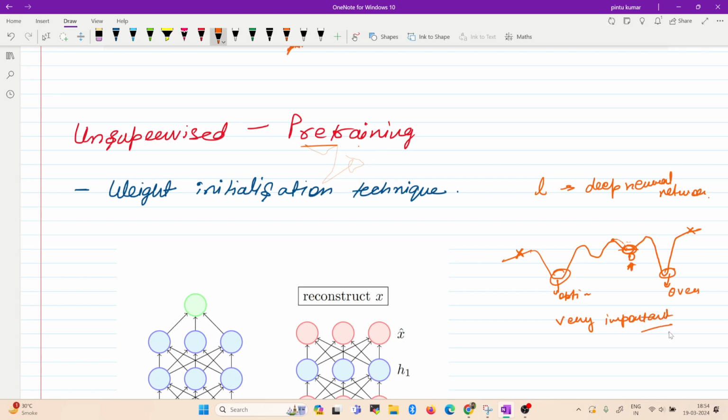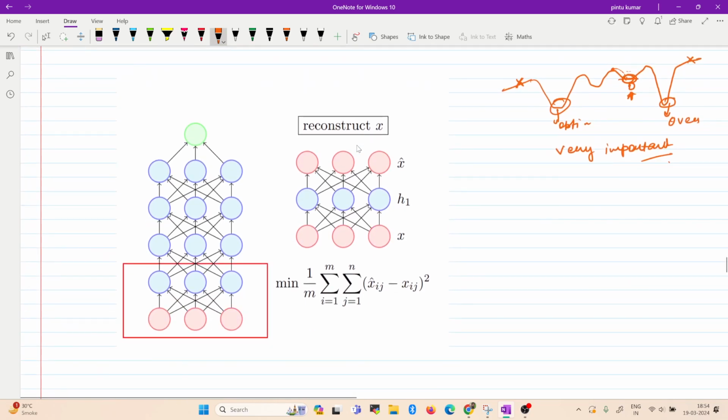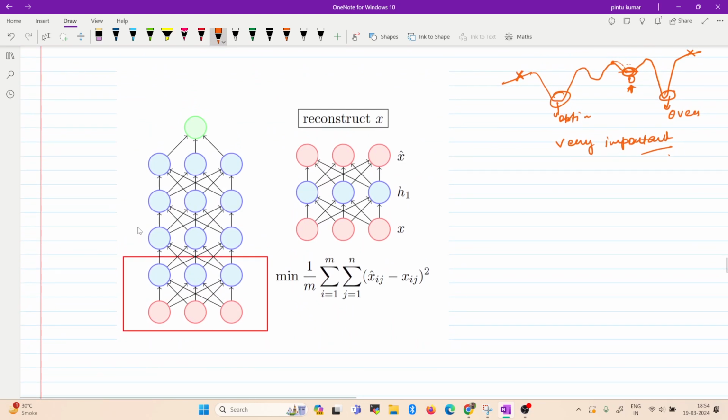So one initialization that was suggested is known as unsupervised pre-training. The idea behind unsupervised pre-training is that, let's say you want to initialize the weights associated with this particular layer, these orange weights, all these weights. So the idea is that this layer should be a good representation of your previous layer.